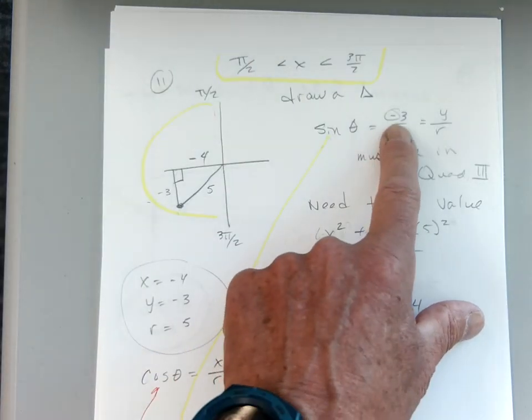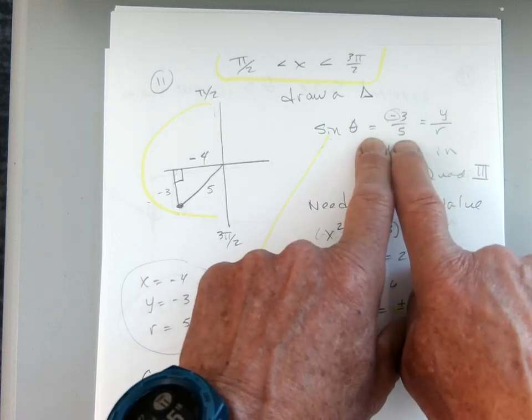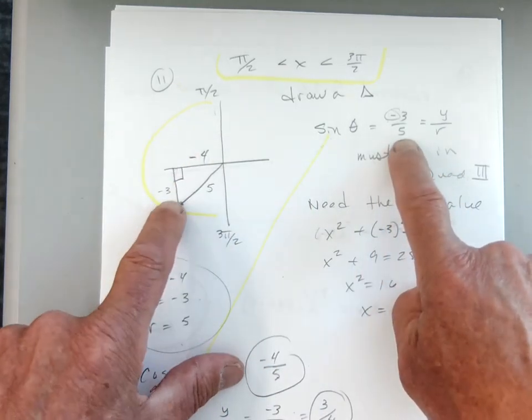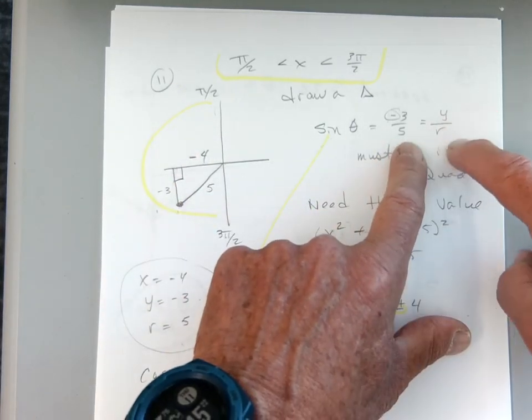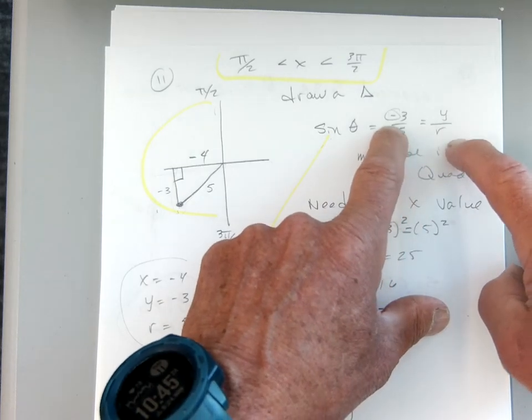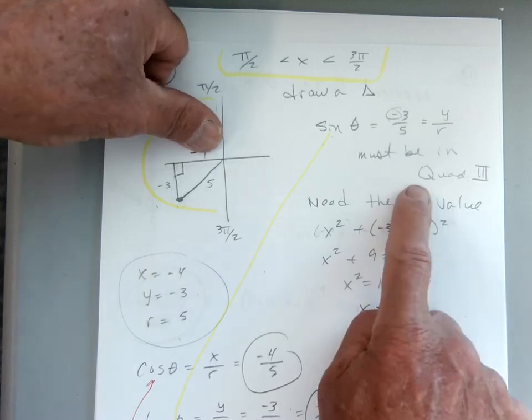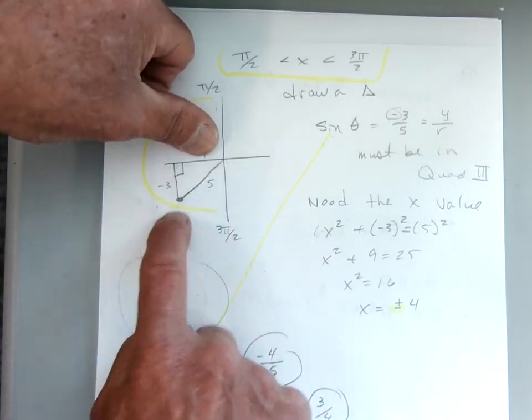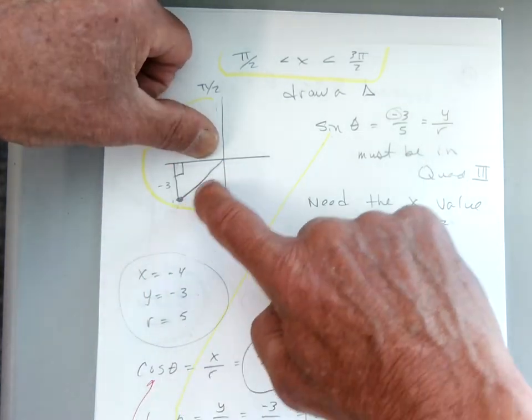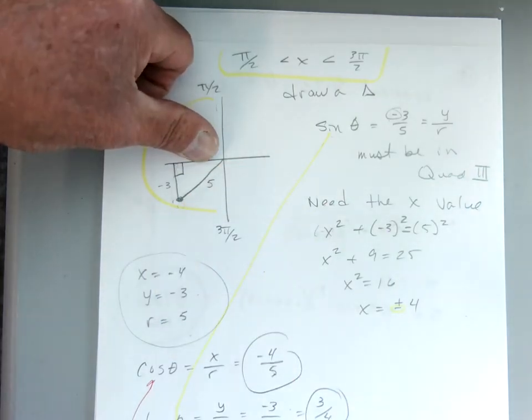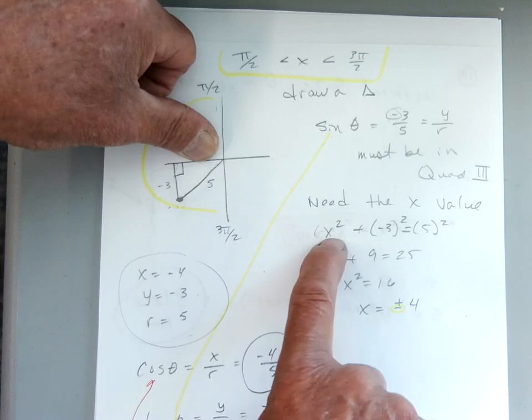Well, since I'm given the sine as a negative 3/5, it has to be in quadrant 3, because I know sine is y over r, so my y value is -3, so it has to be in quadrant 3. So I drew my triangle, okay, and I knew this is my radius, I knew my y value is -3, and my radius was 5, or my hypotenuse.